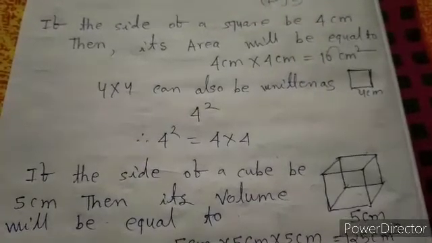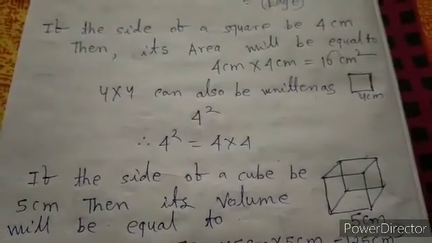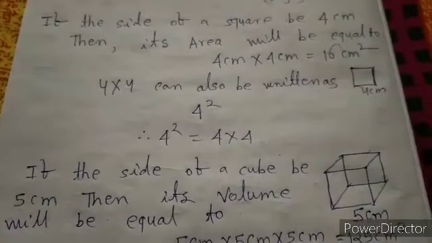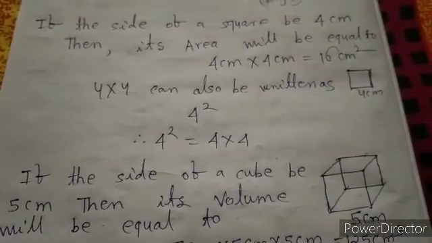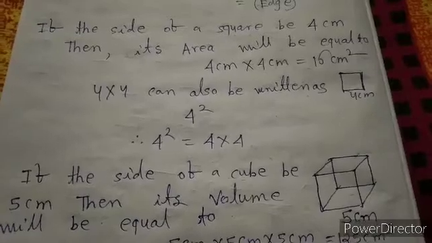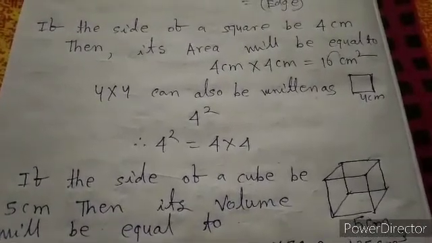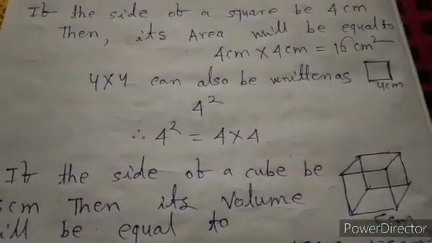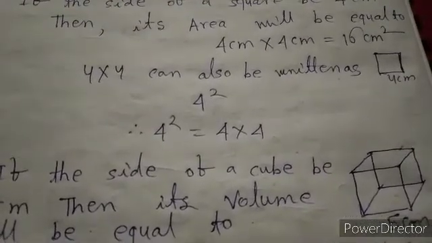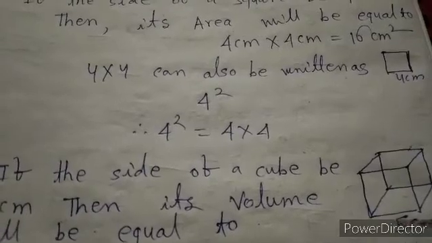If the side of a square is 4 centimeters, then its area will be equal to 4 cm into 4 cm, which is equal to 16 cm square. 4 into 4 can also be written as 4 square. That means 4 square is equal to 4 into 4.